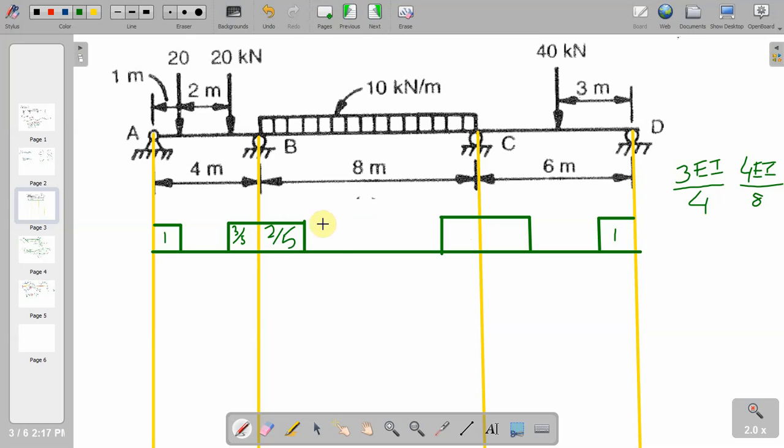Now let's come similarly to this side. This side is still 4 EI by 8, so 4 by 8, EI cancels out. The right side is 3 EI by 6. So now on the left side I have 1/2, and on the right side also 1/2. That's what I have. The relative stiffness is 1/2 and 1/2. Now we got the relative stiffness.